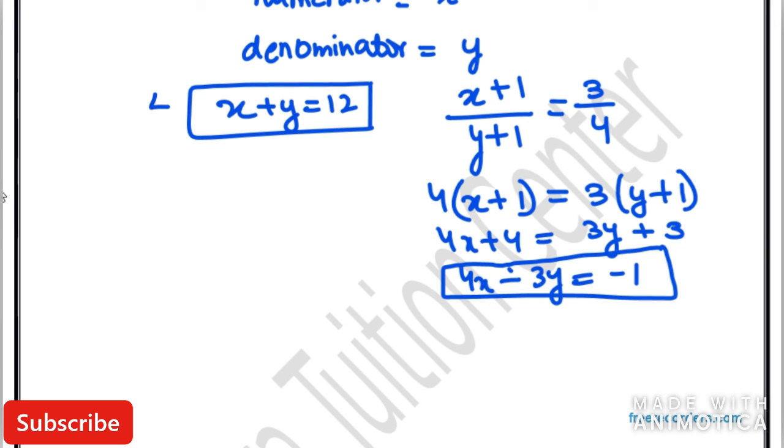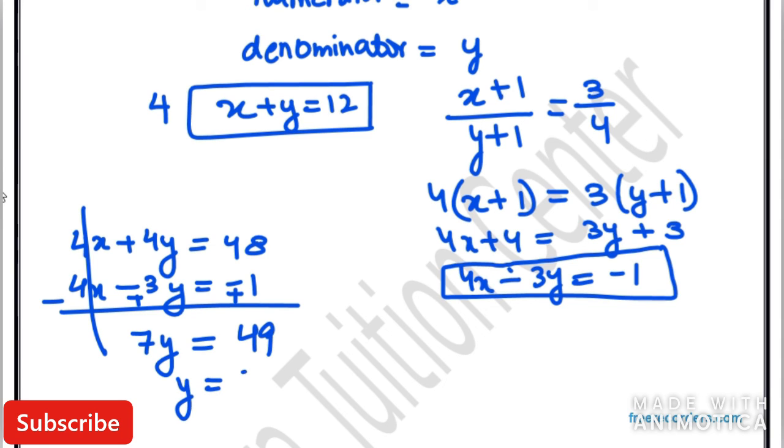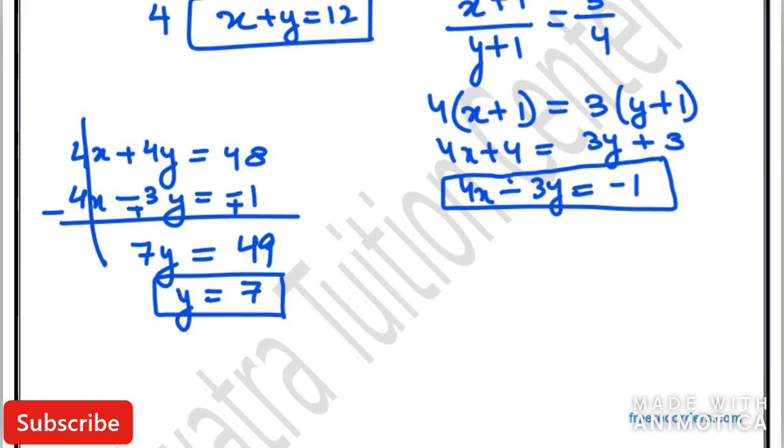Now using the elimination method again to solve these equations. I will be multiplying the first equation by 4. So it will be 4x plus 4y equals 12 times 4, so it is 48. Now writing the second equation, that is 4x minus 3y equals minus 1. Changing all the signs here, 4x gets cancelled with 4x, 4y plus 3y is 7y, and 48 plus 1 is 49. So my y will be 49 over 7, which is equal to 7.